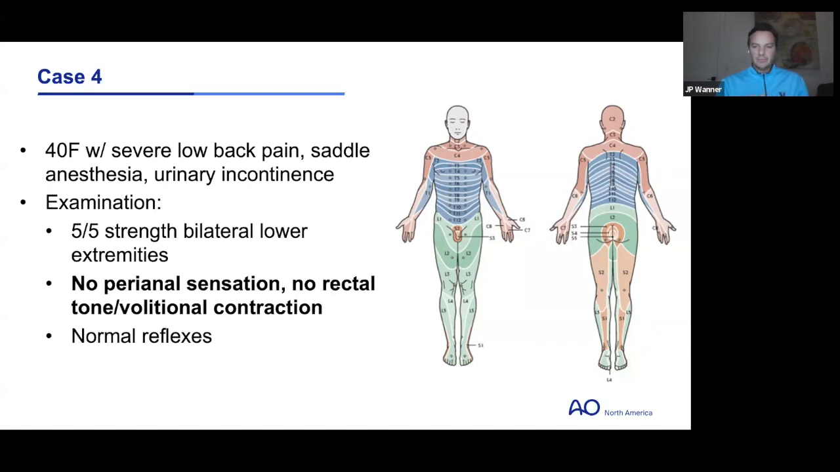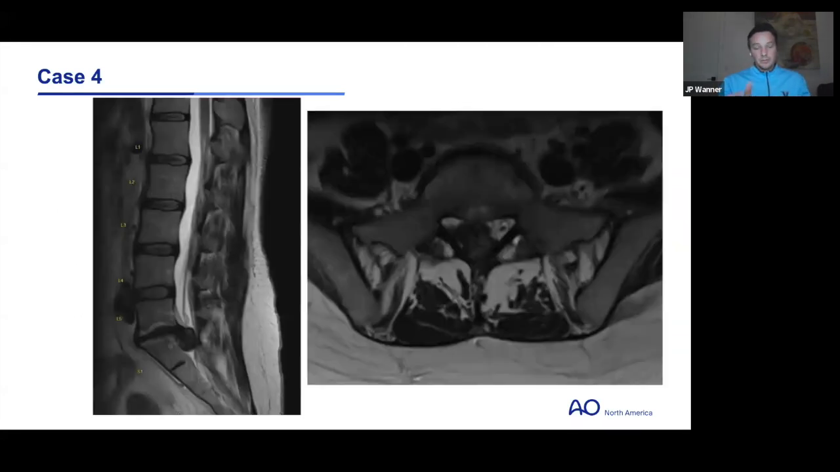They're going to have an inability to contract their bladder, and so they'll have overflow incontinence. So they won't really feel the need to urinate, and then all of a sudden will urinate all over themselves and have overflow incontinence. And so on the next slide, you'll see the imaging findings. So this is a patient with a large disc herniation at L5-S1.